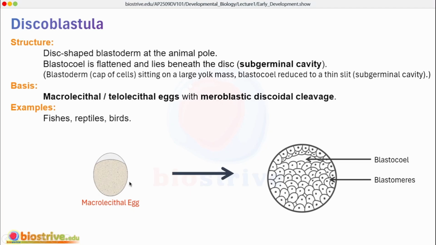And the reason is simple. Most of the egg is covered with yolk and there is very little cytoplasm at the periphery of one axis. Let's say this is the animal axis. So when the cleavage takes place, the cleavage is meroblastic discoidal cleavage, and it will result in a smaller cavity. So at the animal pole you will see a blastocoel cavity and the periphery is arranged by all these blastomeres. The blastocoel is relatively flattened and smaller in size. It appears like a subgerminal cavity of disc shape. The most common examples are fishes, reptiles and birds.